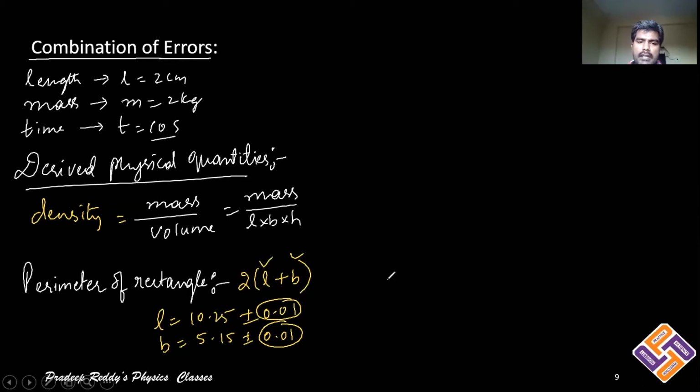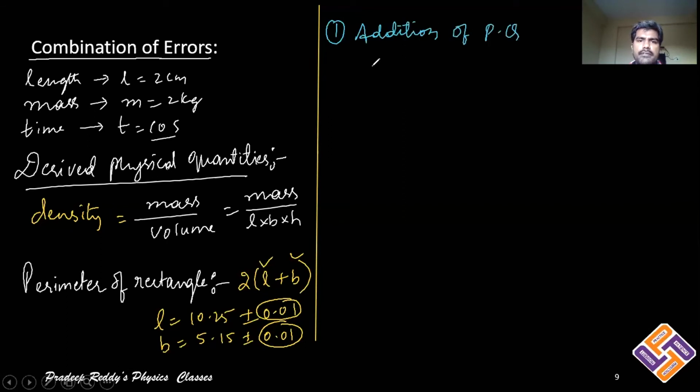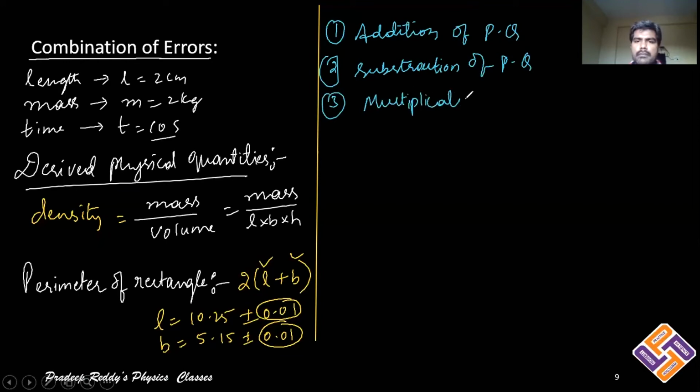Therefore, when we are dealing with physical quantities which are dependent upon each other, you need to combine the errors. And when combining the errors, we have 4 different possibilities. Number 1, addition of physical quantities. Number 2, subtraction of physical quantities. Number 3, multiplication or division.